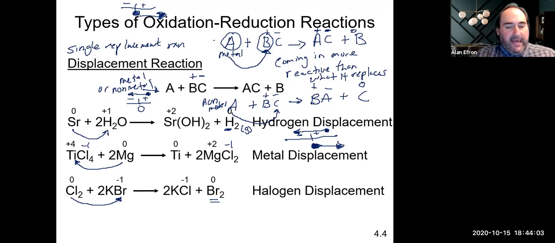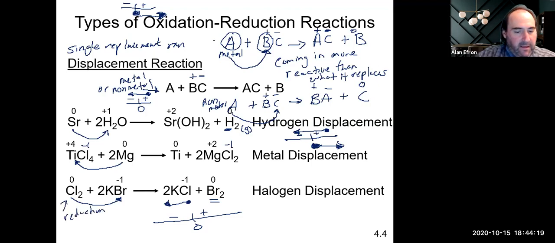Again, if we look at what's happening in terms of our chlorine, it is starting at 0 and ending at -1. So it's going to the left, which means becoming more negative and going through reduction in this case. Our bromine is starting at -1 and ending at 0, going to the right, becoming more positive and going through oxidation. And by the way, the potassium here is +1, potassium here is +1. Nothing really happening with our potassium in this particular case.